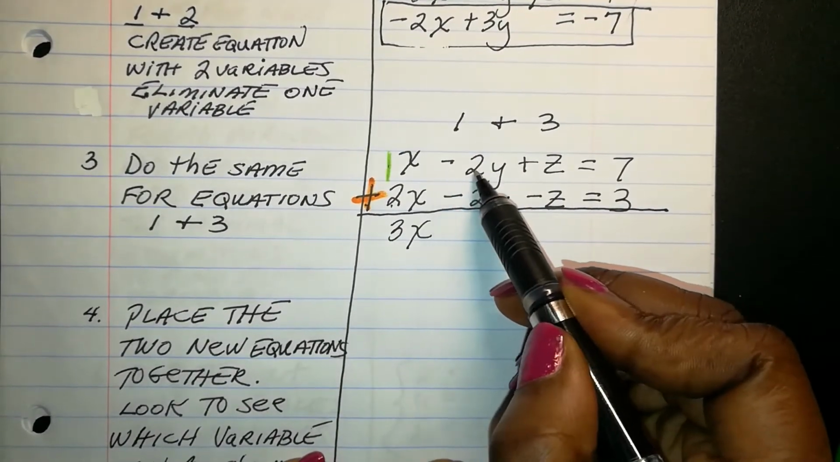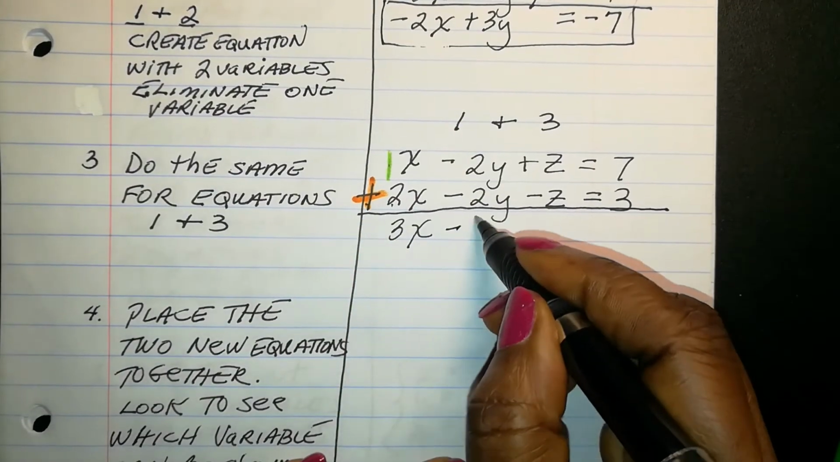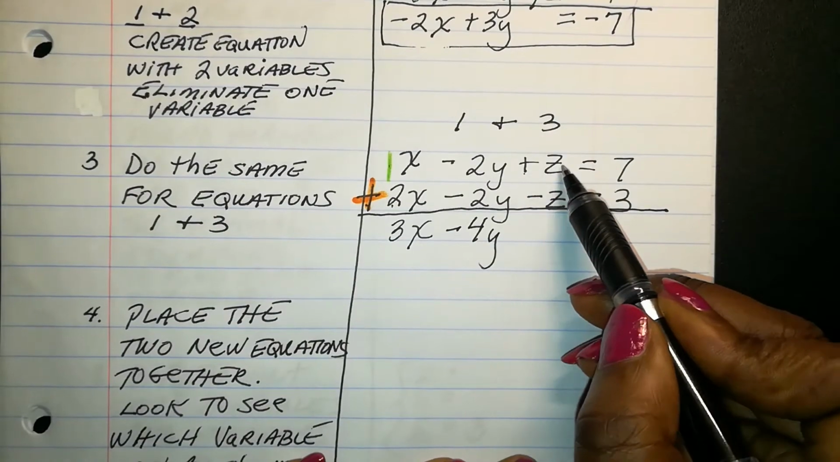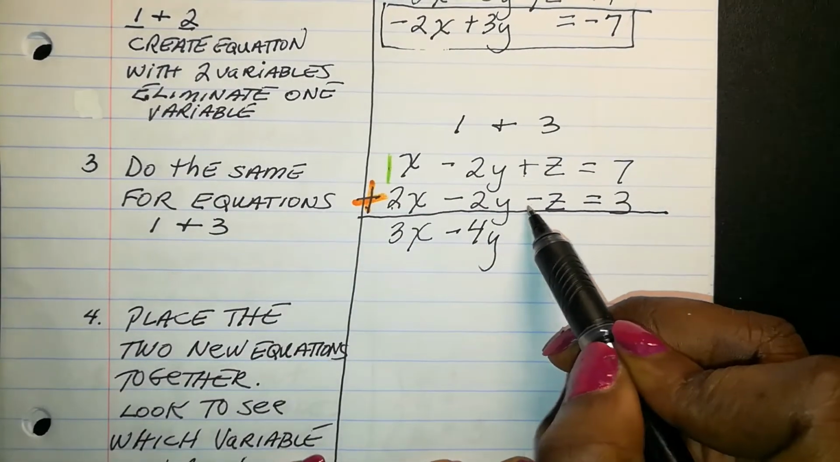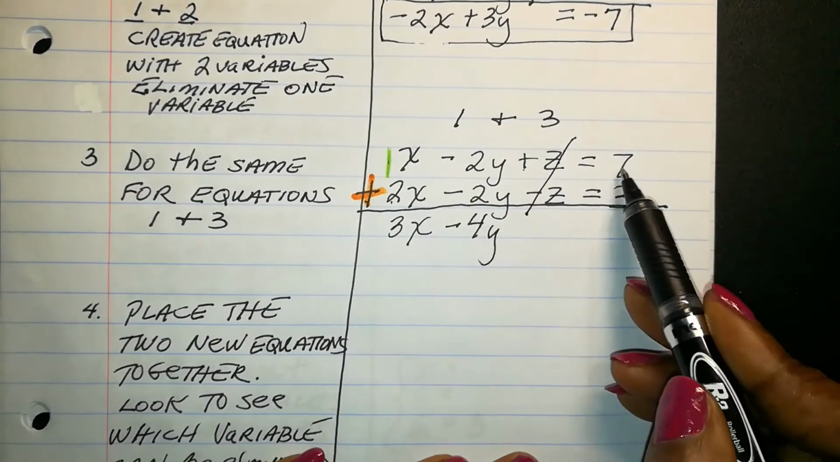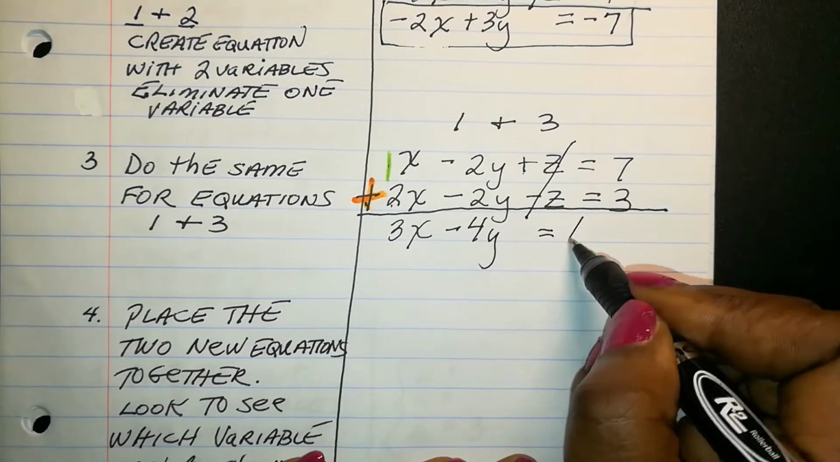Negative 2y, a minus 2y plus a minus 2y is a minus 4y. Now look at this. Positive 1z plus a negative 1z, or minus 1z, that would be nothing. That would be eliminated. And what about this? 7 plus 3 equals 10.